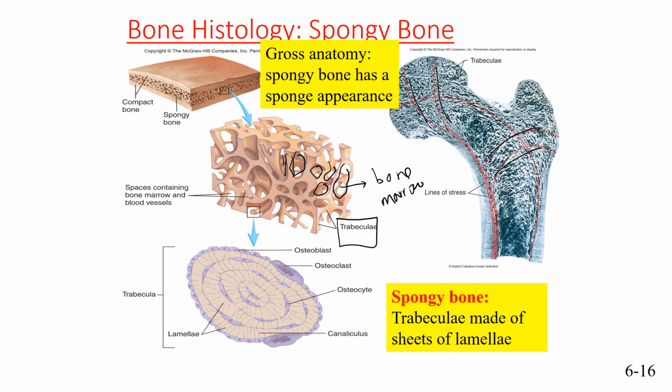Spongy bone tissue is found in the epiphyses of long bones, and it is a layer sandwiched between two compact bone layers in flat bones and irregular bones. So all bones are going to have a layer of compact bone on their surface, and sandwiched between compact bone will be spongy bone tissue.